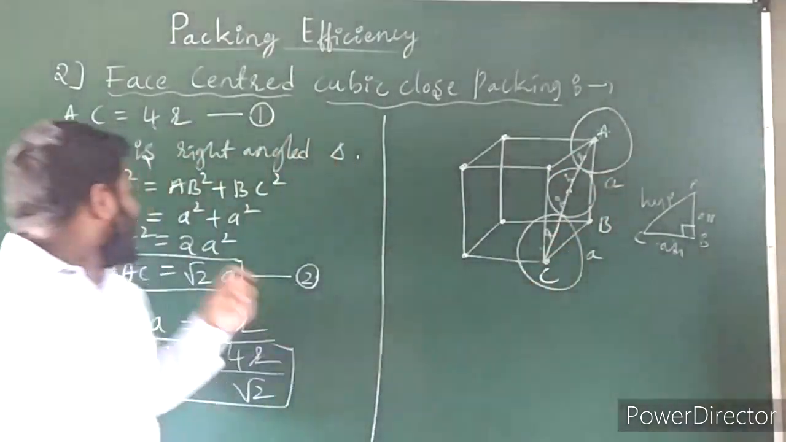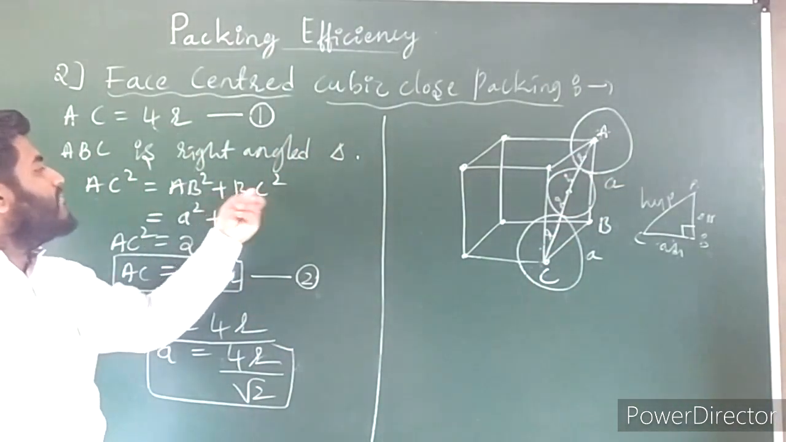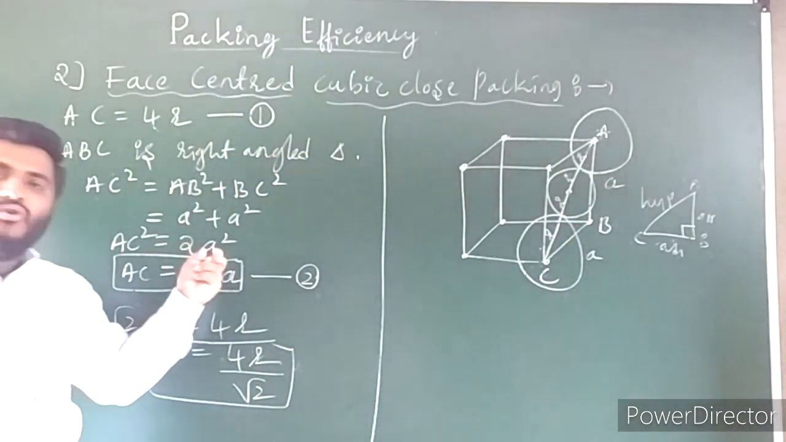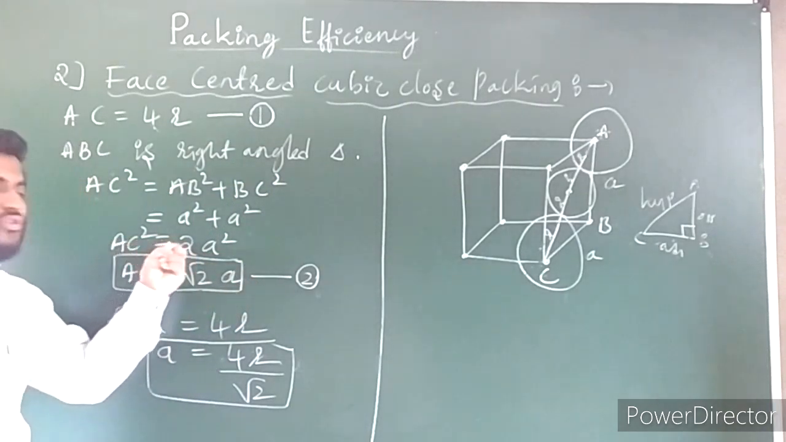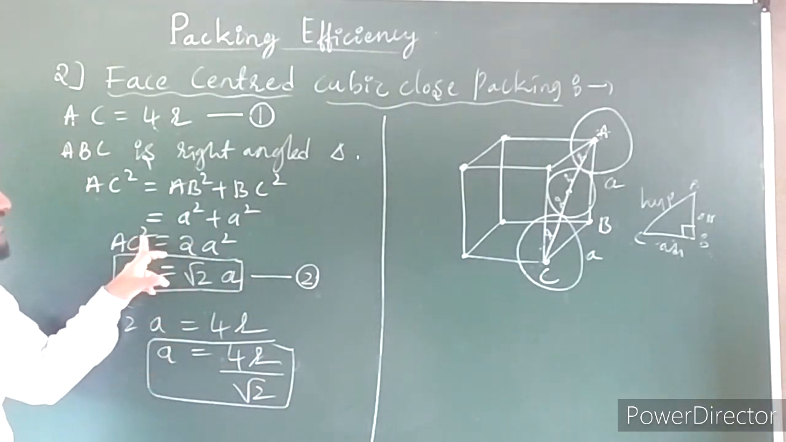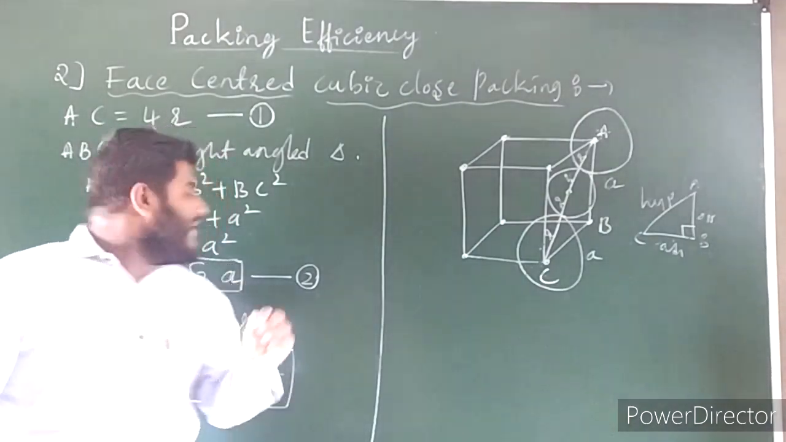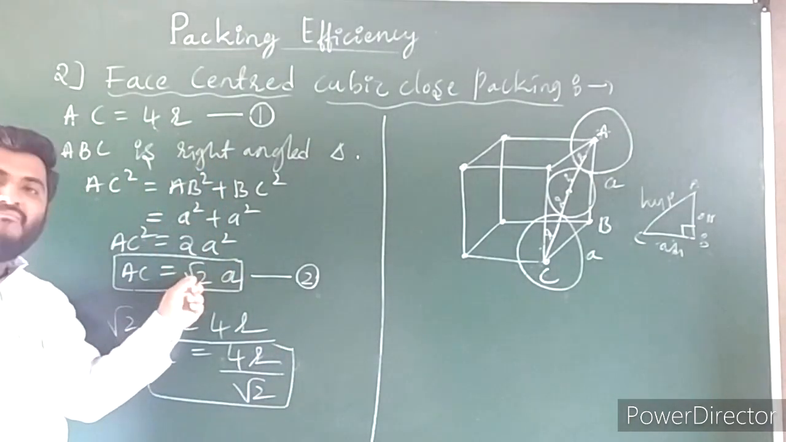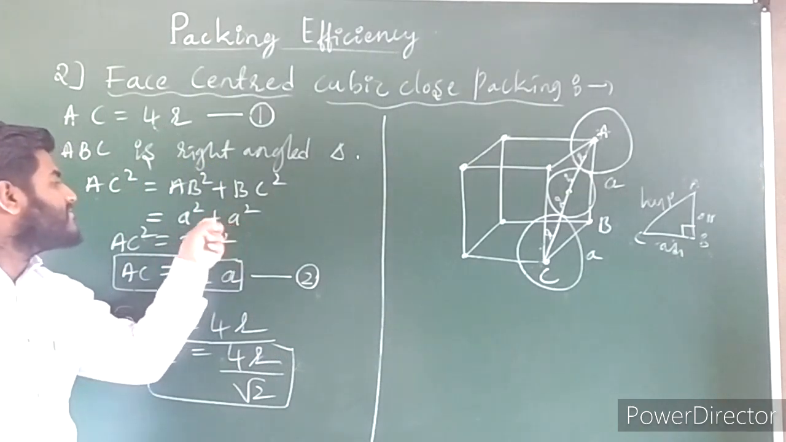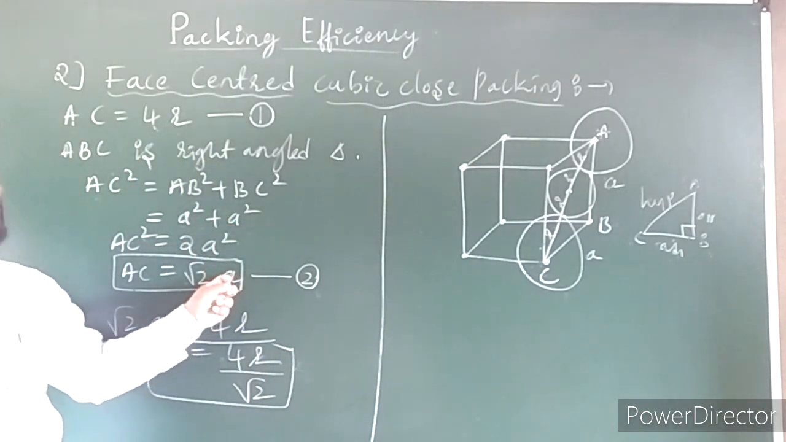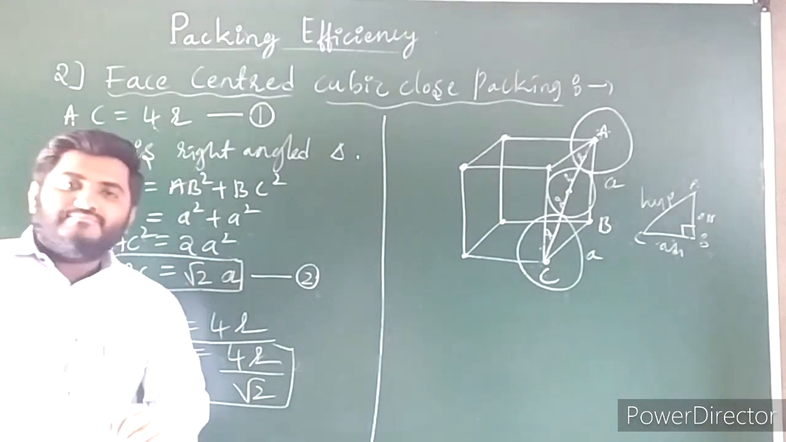Therefore, the value is A. AB square means A square. BC square means A square. Totally 2A square. So, AC square is equal to 2A square we are getting. We want AC. Take square to this side. When square comes to the opposite side, it becomes square root. Square root of A square comes. Square root cancels, remains with A. Therefore, AC is equal to root 2 A.